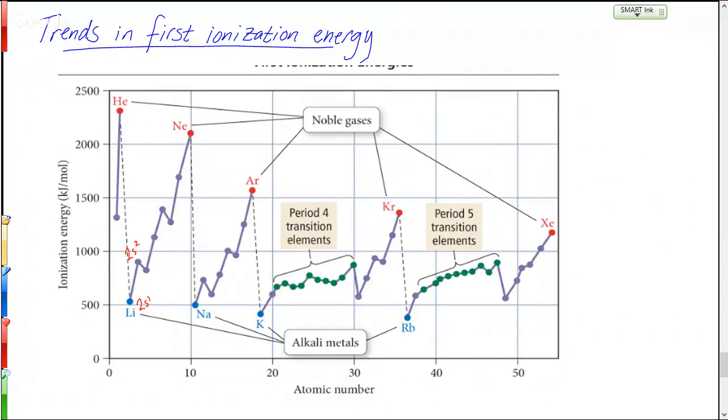And then boron is going to be removing a p electron. Now we know p orbitals are a little bit further away from the nucleus on average than s orbitals. So removing a p electron is going to be just a little bit easier than removing that full s electron.